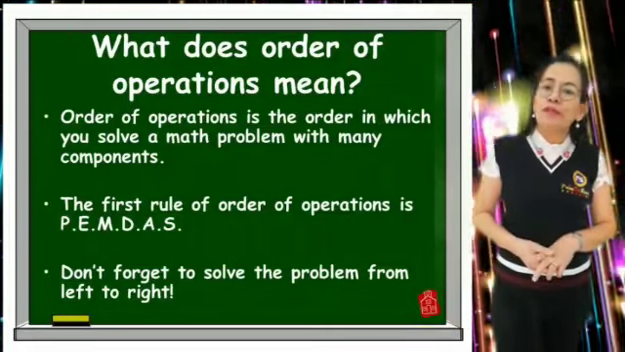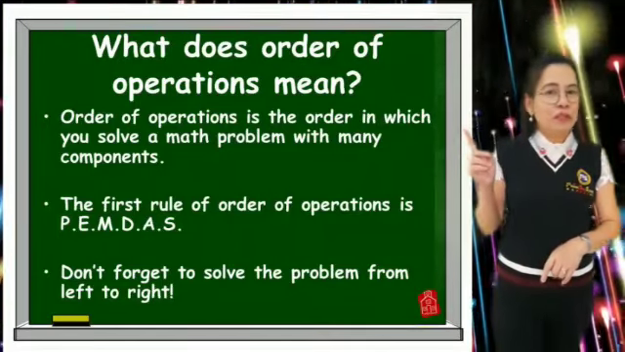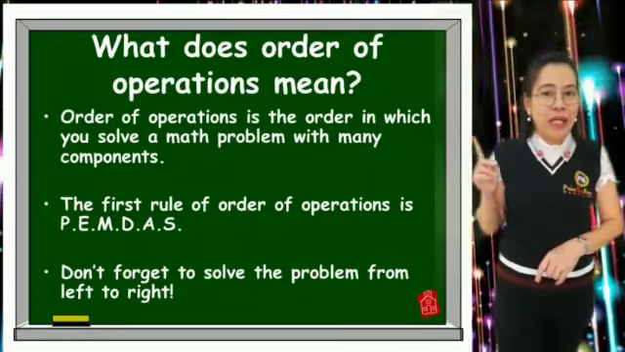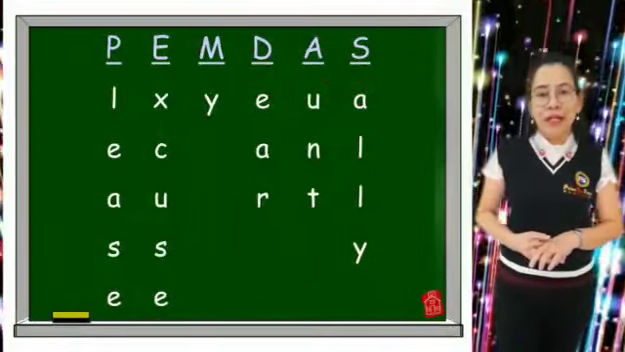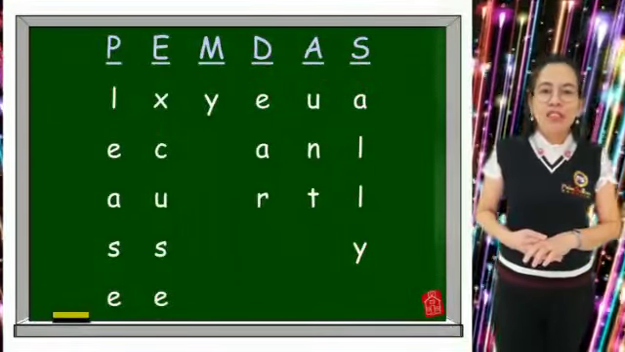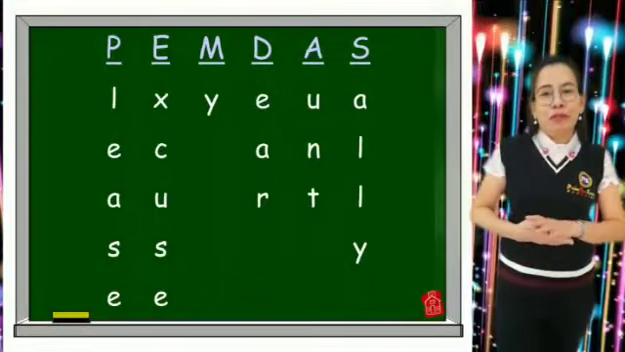So the first rule of order of operations is PEMDAS. And don't forget to solve the problem from left to right. PEMDAS is Please Excuse My Dear Aunt Sally. This is just an acronym so that it's easy for you to remember.